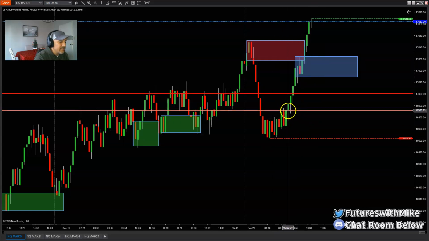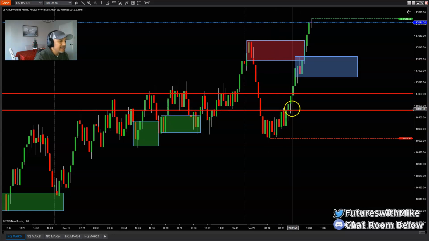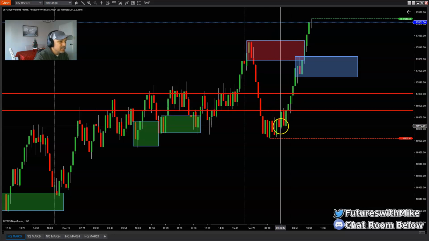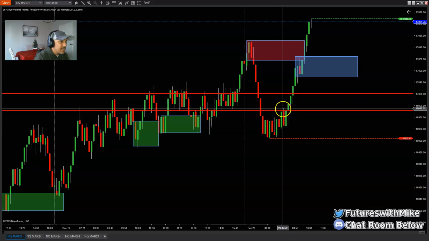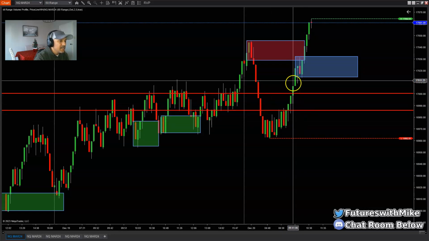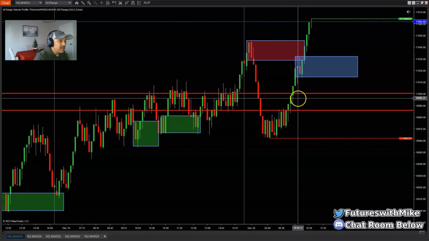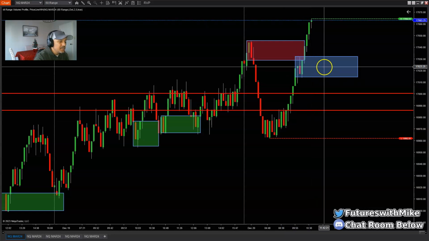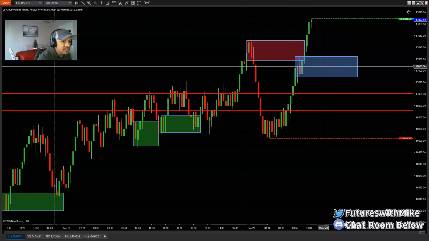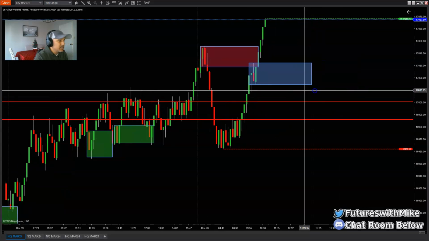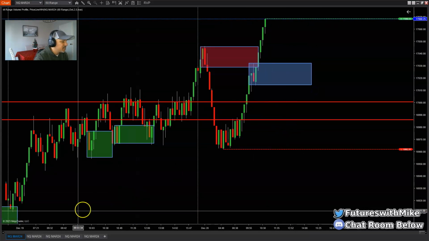This area down here, not saying it can't react to this area, but it was a swing that came out to the upside, pushed up, pulled back, boom, broke higher. Demand right here, but it's tested already. This is untested. We could get some reaction back at this zone if it taps back into it. So right now it's just pushing higher and higher.